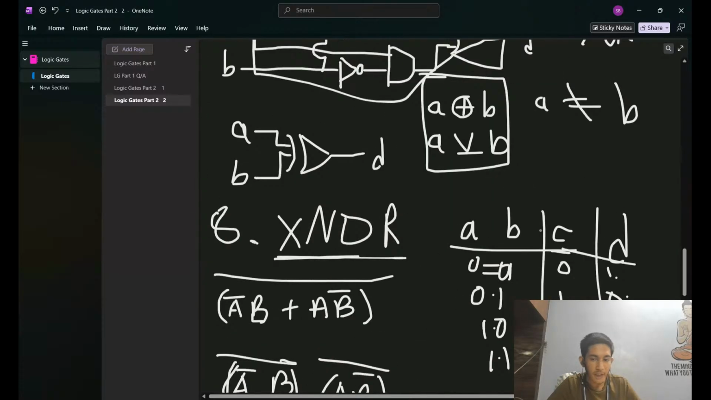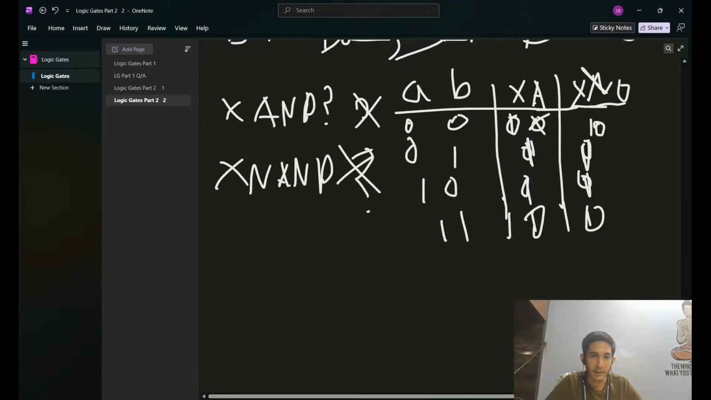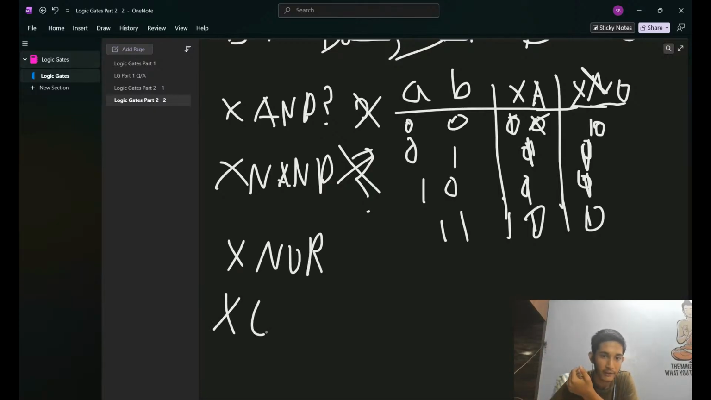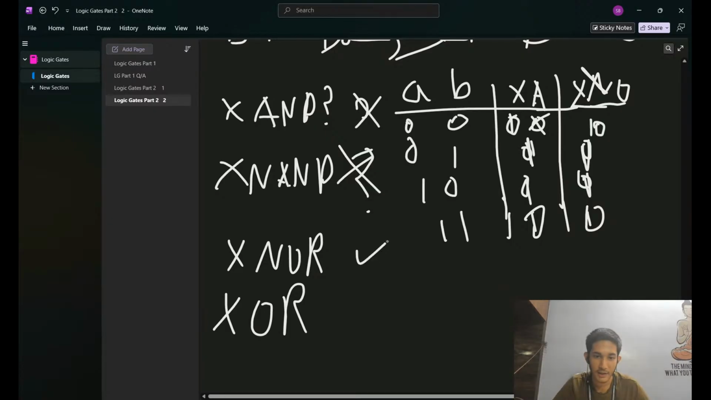Now that shows why we don't have XAND or XNAND. Those are just XNOR and XOR. Okay, it's like AI, they already took their jobs. But yeah, that is why we have only 8 and not 10. The other two are redundant.